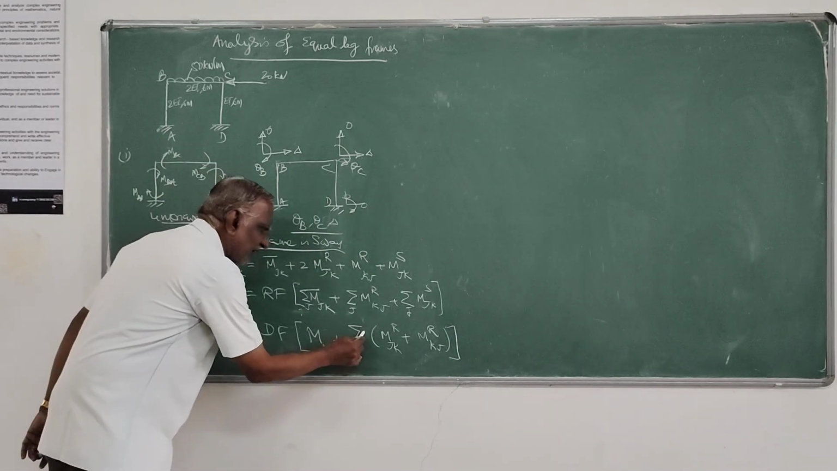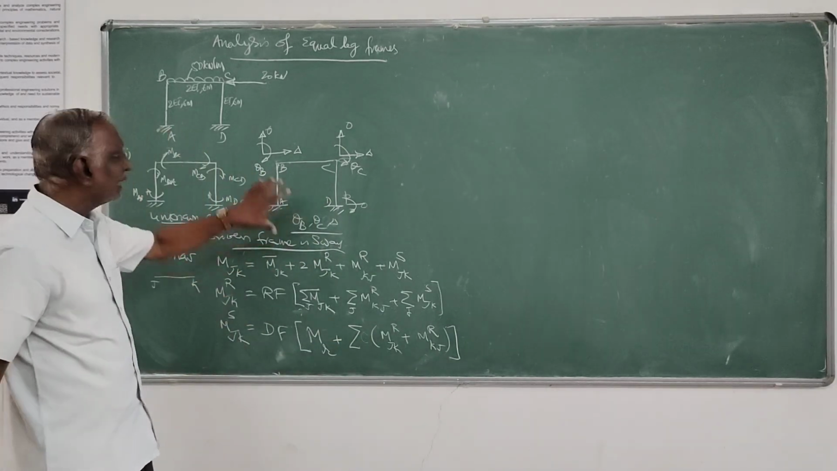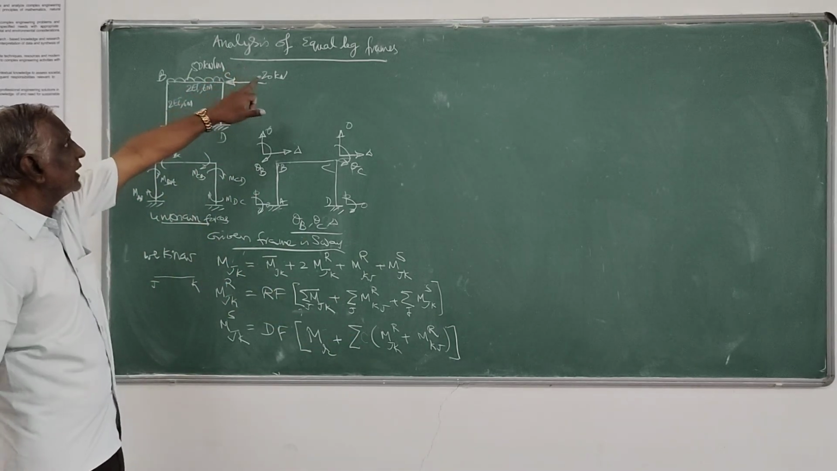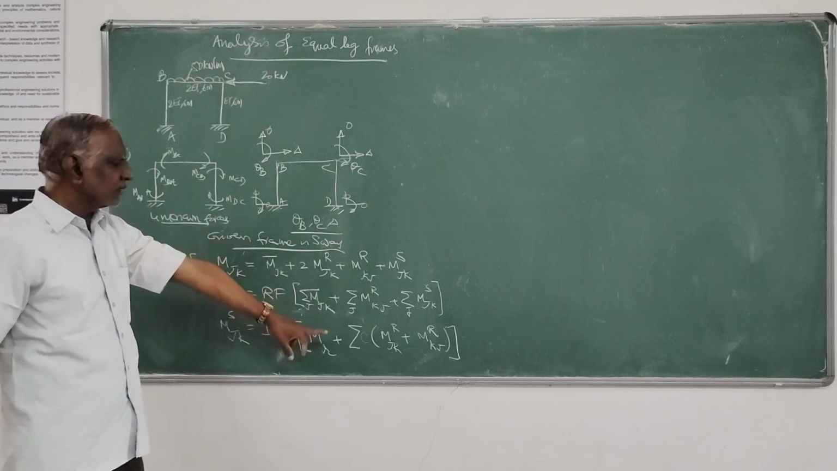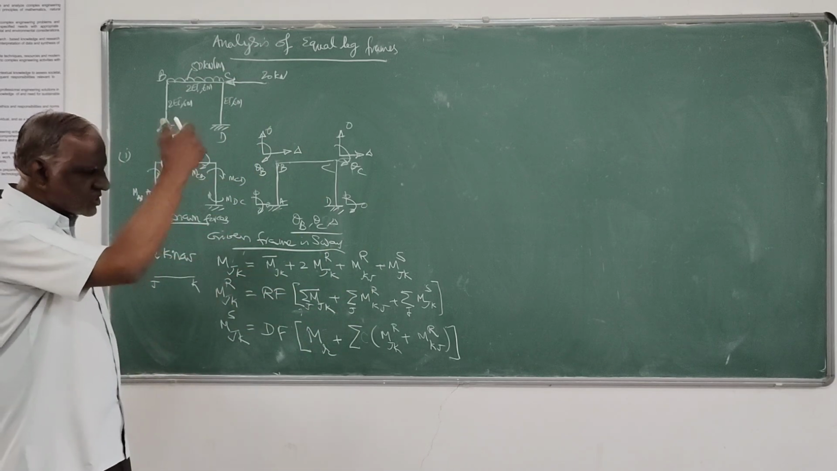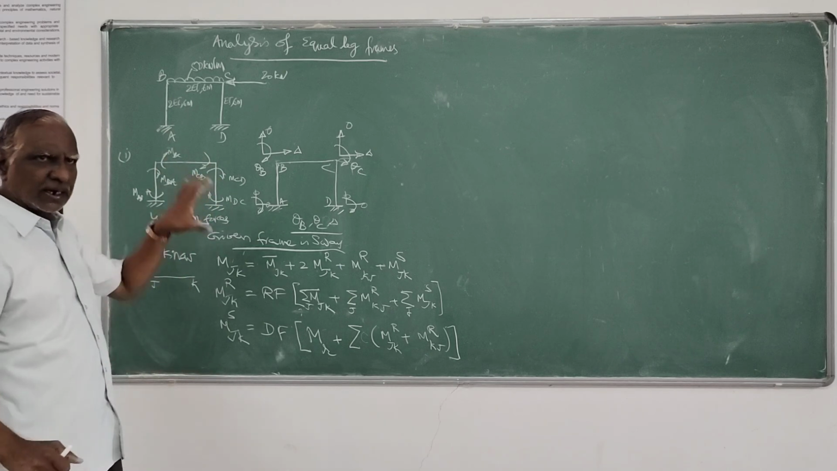And of course, I have given a factor C earlier for unequal leg. That factor you need not take because we are dealing with an equal leg frame. That factor C will be 1. That factor C I have defined as story height by the height of the column.